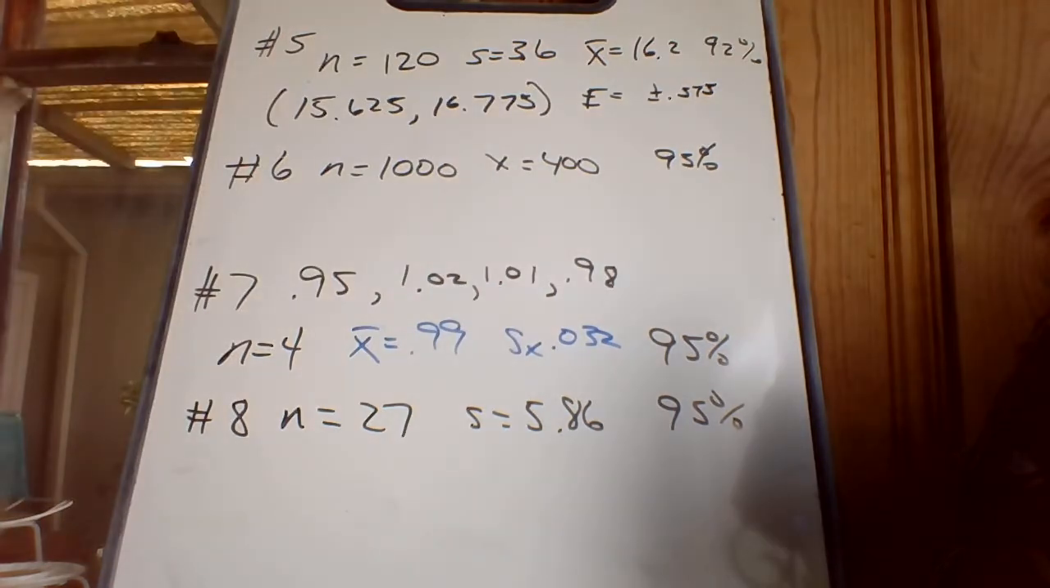Okay, the next one, number 6. Let's see. First of all, I'm scanning. I don't see anything that says anything about sigma. Plus, I see the word proportion. Okay, good. Prop. Prop was easy. I don't even need a sigma. All right, so I'm going to use one prop Z interval.